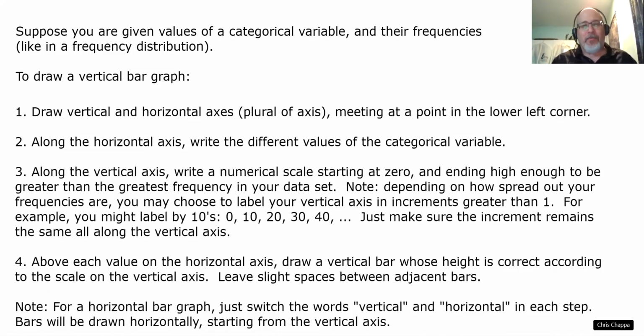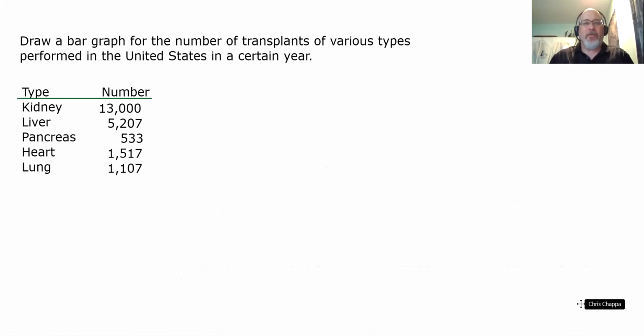Let's take a look at an example because this really isn't that difficult to do. And for the students who are taking the class during which I'm recording these, I'm going to go into the homework and show you how you would draw it there. Draw a bar graph for the number of transplants of various types performed in the United States in a certain year. We have 5 types of transplants: kidney, liver, pancreas, heart, and lung, and the number of such transplants that took place during a given year.